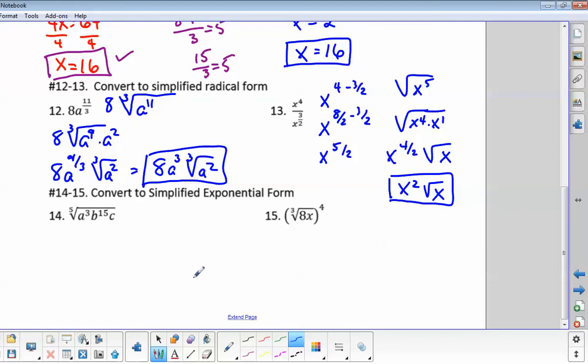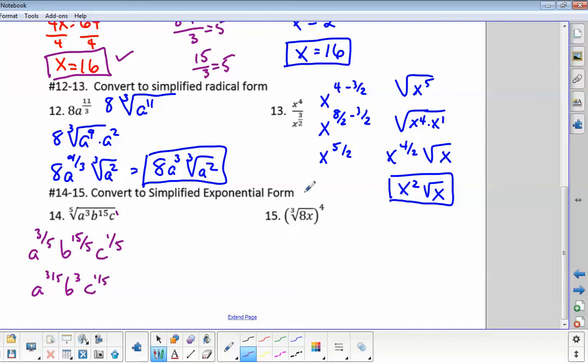Alright, same idea down here. To convert to simplified exponential form, you're going to take your exponent and go power over root. So a is to the 3 over 5, b is to the 15 over 5, and the c doesn't have an exponent, so give it a 1, and it's c to the 1 over 5. These two are already simplified, but we can divide 15 by 5 to get 3. So you have a to the 3/5, b to the 3, c to the 1/5.